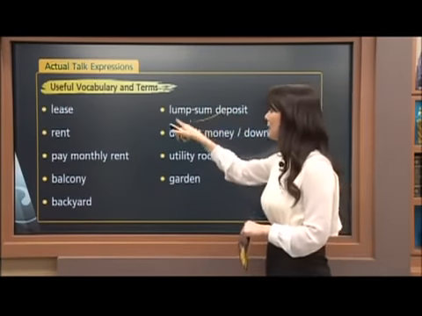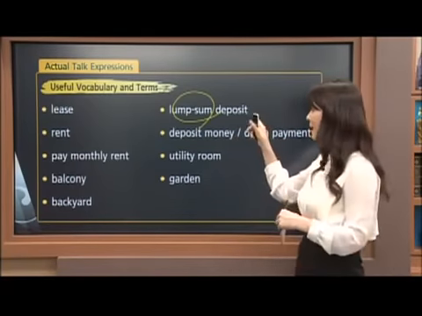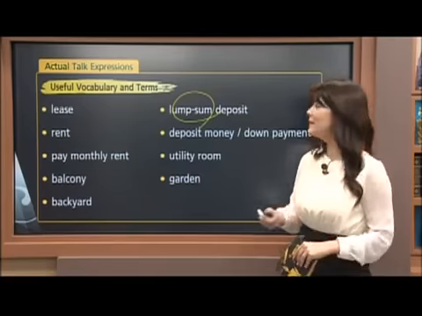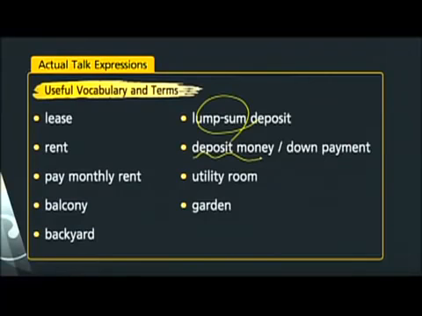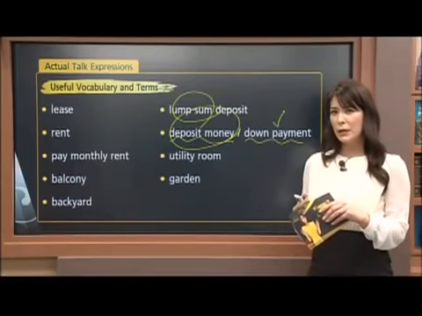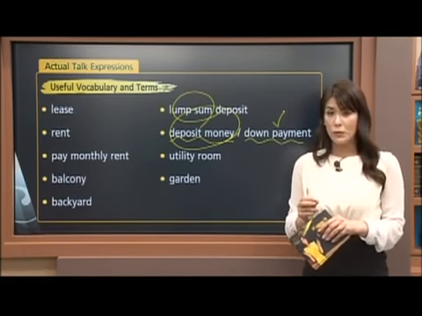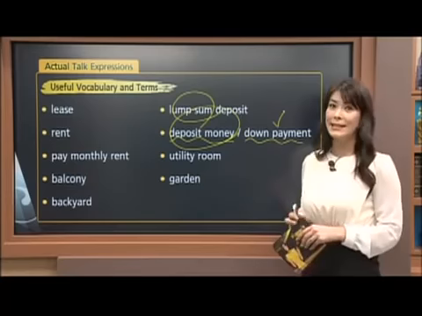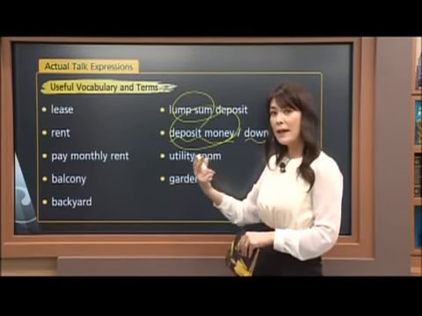Lump sum deposit. Lump sum means a large amount, lots of money. And deposit is the money you pay in advance, right? So lump sum deposit. Also rent. Now, deposit money and down payment. These are kind of similar, but deposit money is the money you pay in advance, and a down payment is something very similar, but usually when you purchase something, you pay maybe 10% of something, 20% of something, and that is a down payment, okay? Quickly, you pay monthly rent every month.